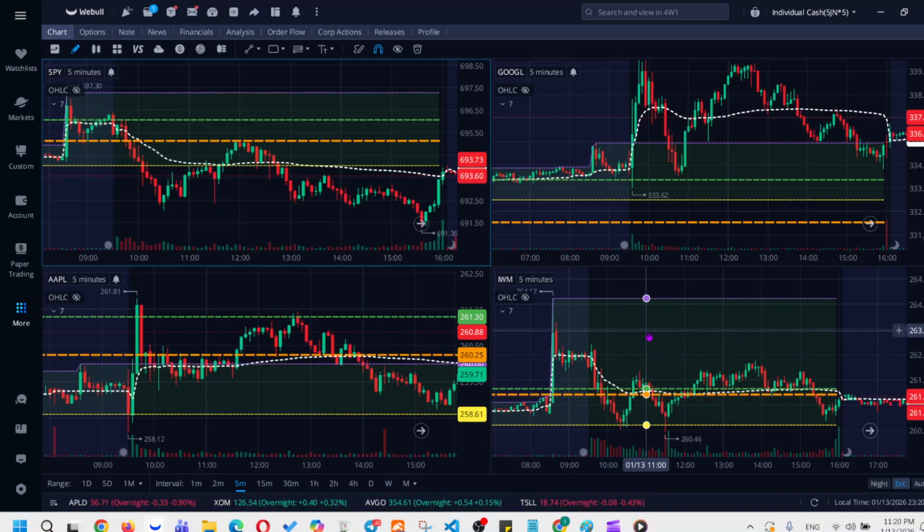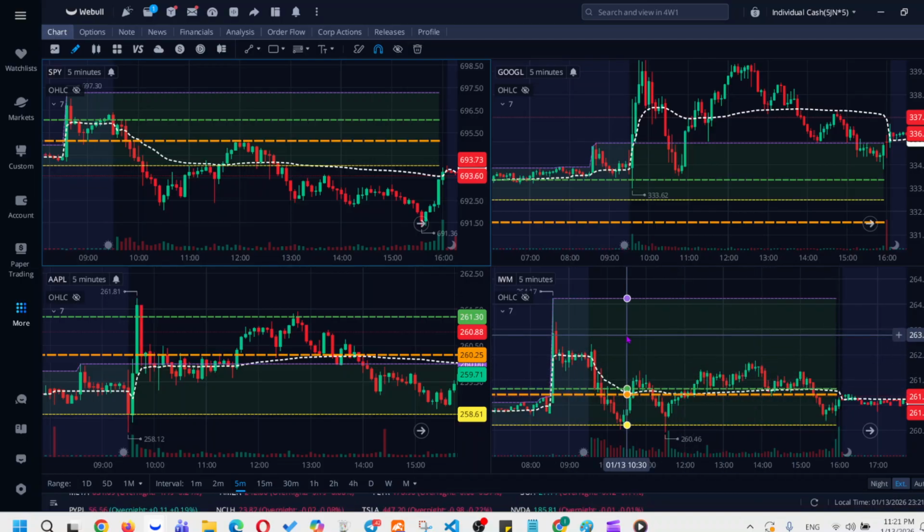And for IWM over here, again, this is a ranging market. It was all ranging around the previous day close, and it didn't go to the pre-market low. The pre-market low to the previous day close or previous day high over here is almost the same line. So that's not a good example.